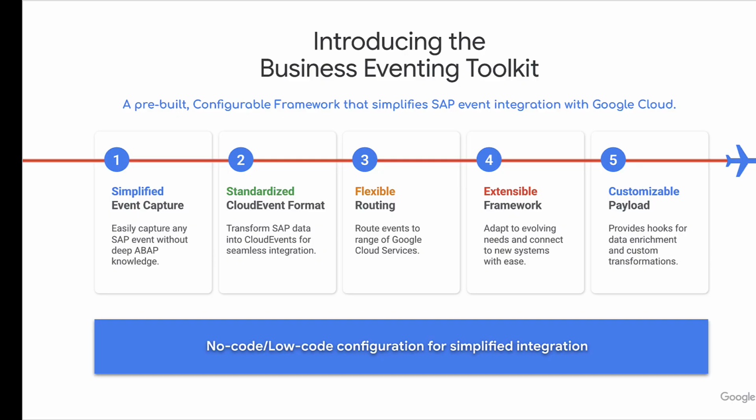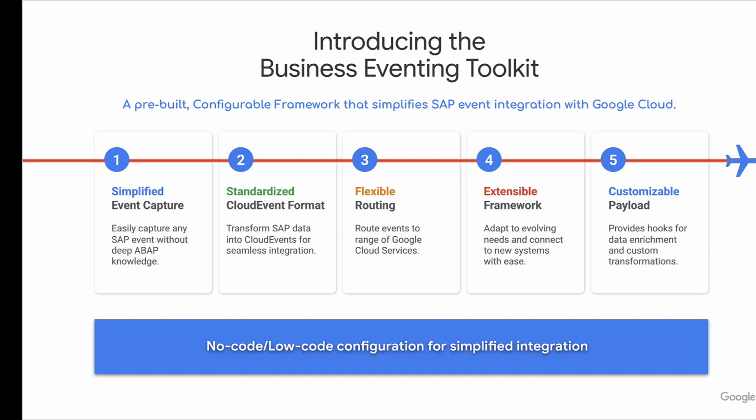Third, we offer flexible routing. You can decide where your events go. It can go to Pub/Sub for messaging, Cloud Functions for on-demand processing, workflows for automation, or even connecting to other apps with integration connectors. It has an extensible design. As your needs grow, so can the toolkit. It's built to adapt and connect to new targets easily.